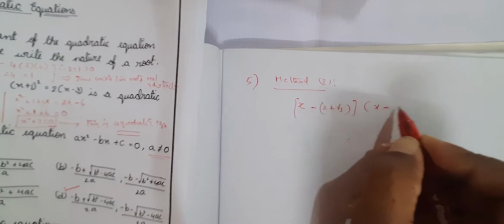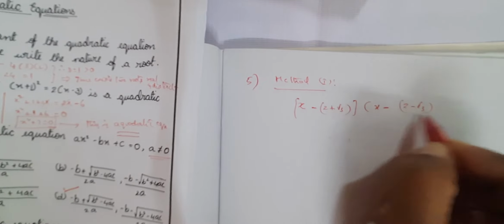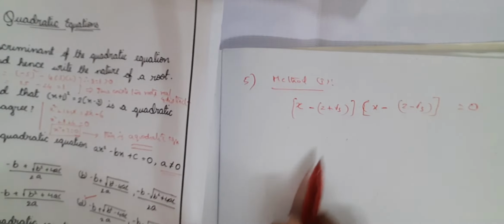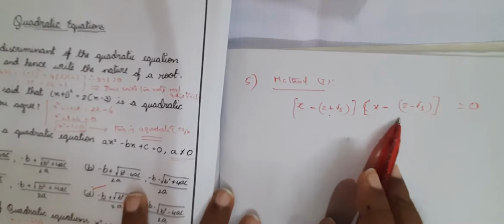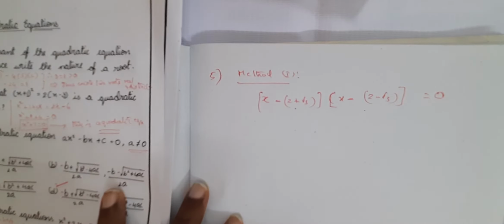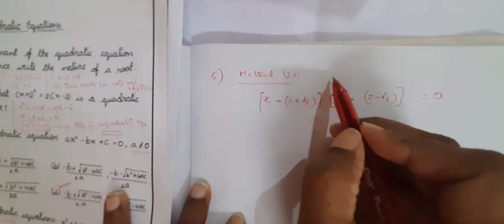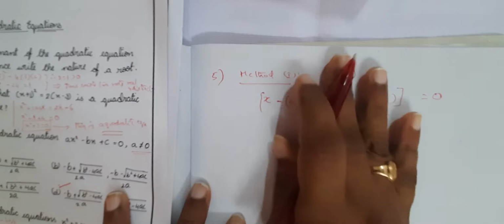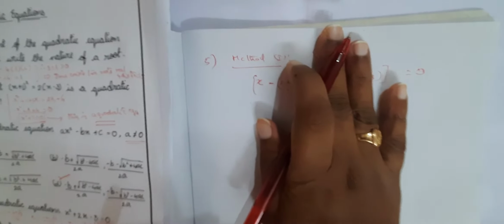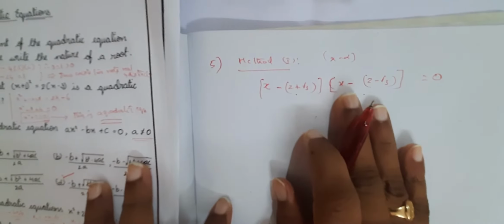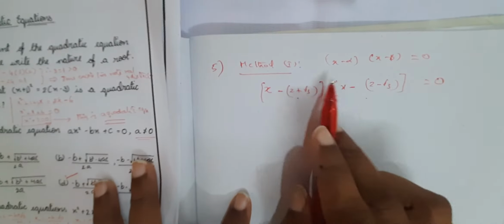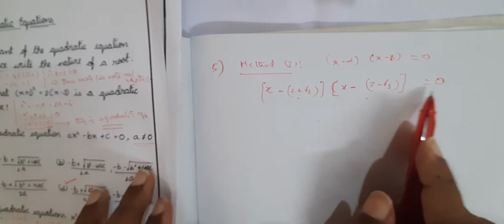into x minus 2 minus root 3. This is one way of writing the equation. So that means if alpha and beta are known to you, x minus alpha into x minus beta. So this is the form, right? X minus alpha. Is it clear? So into x minus beta is equal to 0 is a general way of writing it. So we are doing the same here.